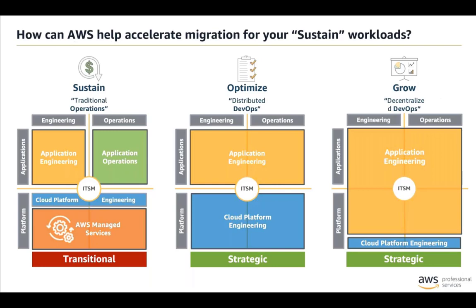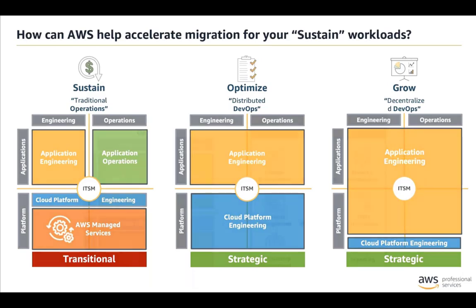Because building out an operating model can take considerable time and investment, AWS recommends focusing this energy on your more strategic and mission-critical workloads, optimize and grow, and not on your legacy sustain workloads. AWS Managed Services can be a valuable tool to help accelerate production-ready operations for this portion of your portfolio, allowing you to focus on building people and capabilities to support, optimize, and grow models longer term.